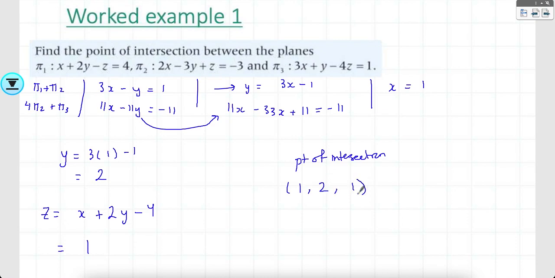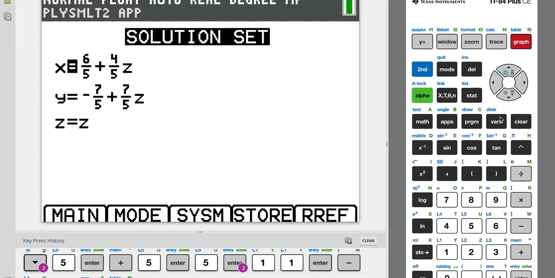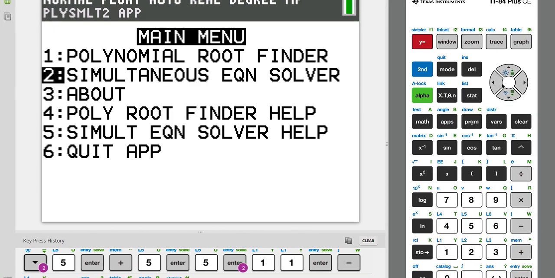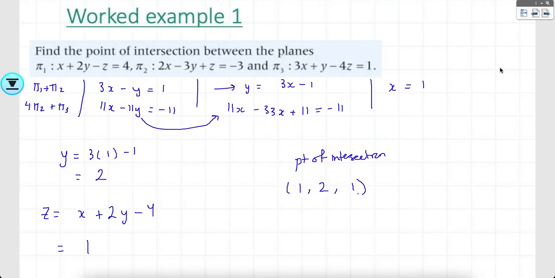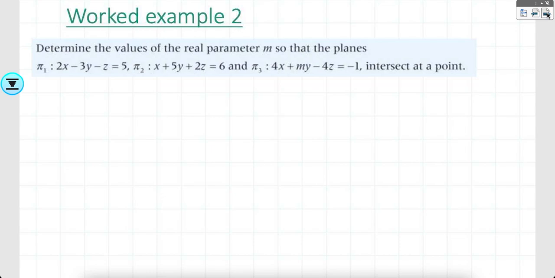And you can check that using the GDC, where you go to apps and you have your simultaneous equation solver. You pick 3 equations, 3 unknowns, replace the values in there, and you should get the solution 1, 2, and 1. I'm not going to do that because that's quite straightforward to do. So let's have a look at this.